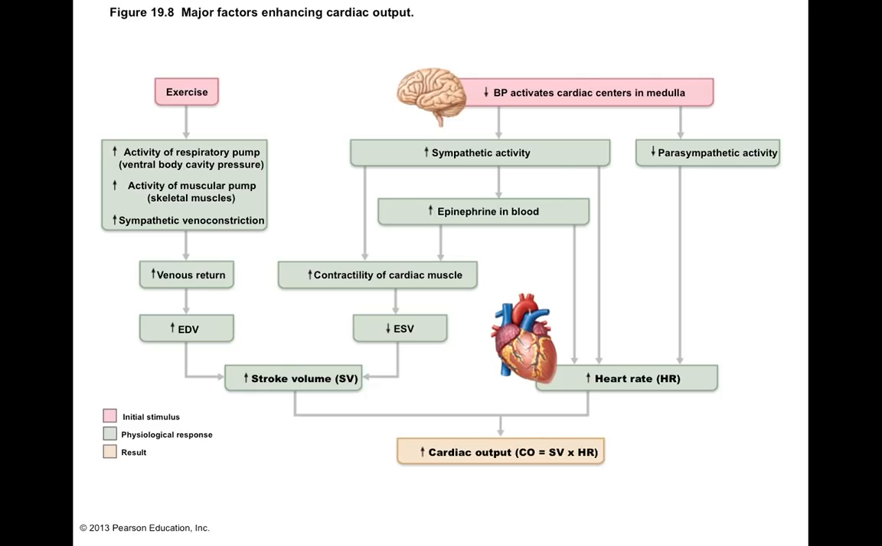So let's think about this, you guys. If you start to exercise, what are you going to start doing more of? You're going to start breathing more heavily, and you're going to start moving your muscles. What does both of that do to venous return? Increases venous return. You got it, right? Now, if you're exercising, you're sympathetically active, and your sympathetic nerves can cause venoconstriction, right? If you increase venous return, that increases ventricular end diastolic volume or filling, right?